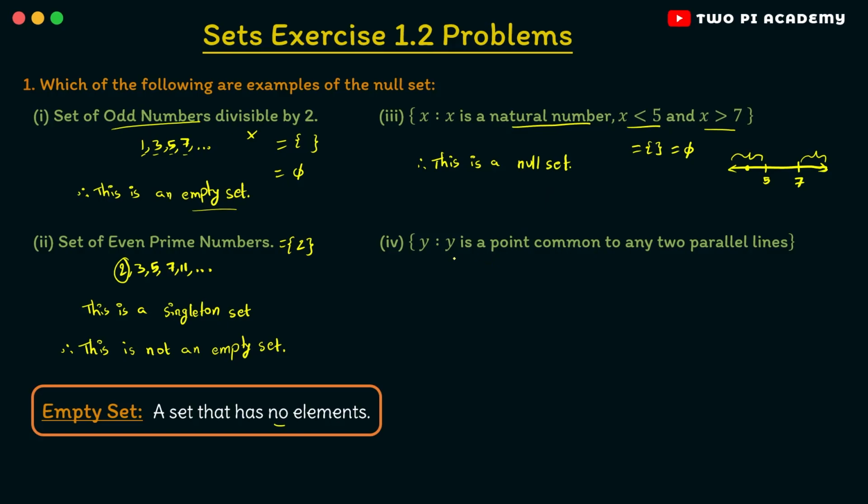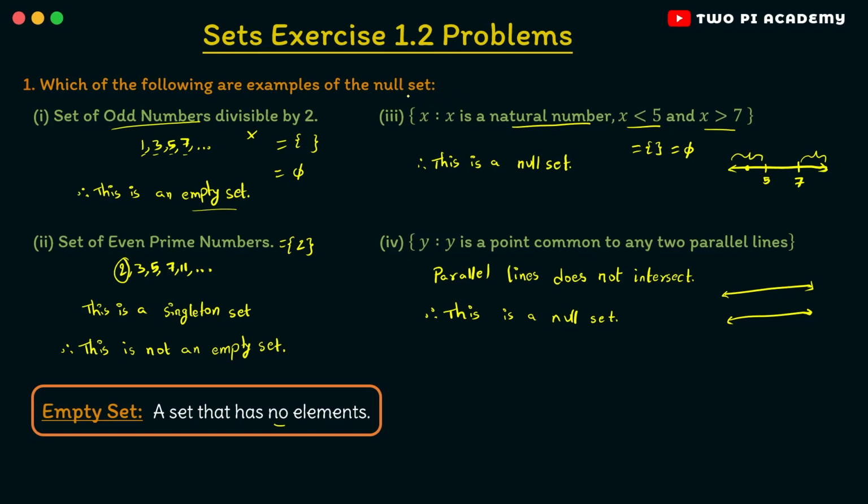Now let us move on to the last one, that is the fourth one. The set of y such that y is a point common to any two parallel lines. So consider any two parallel lines like the following. Now will these lines intersect each other? No, right? Parallel lines do not intersect. So therefore this is a null set.